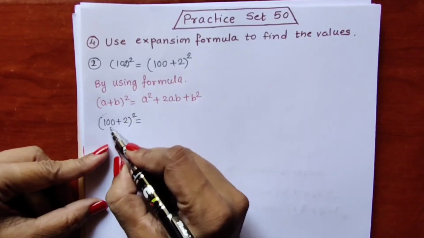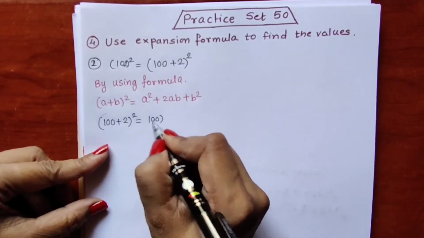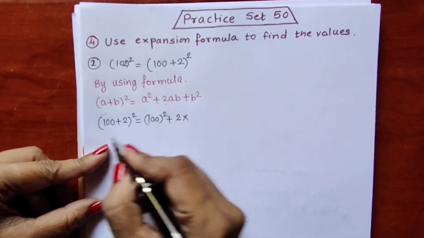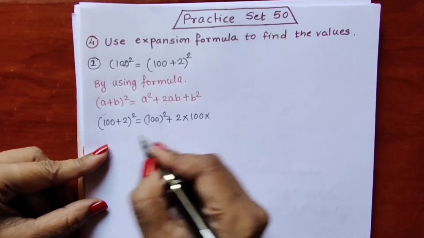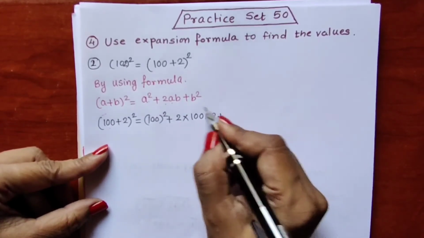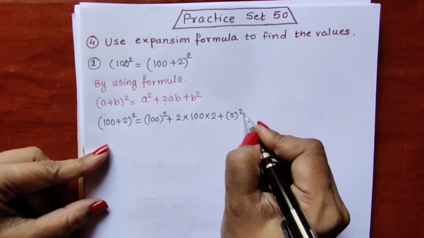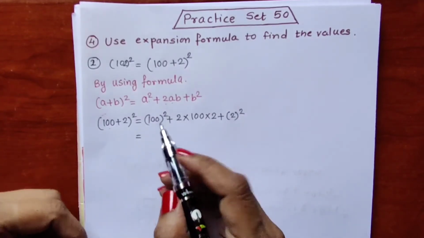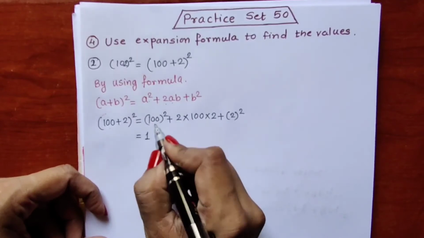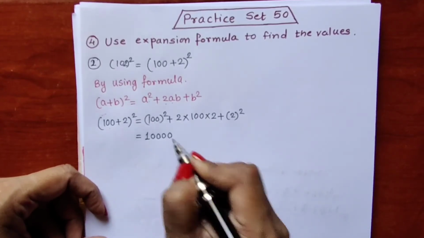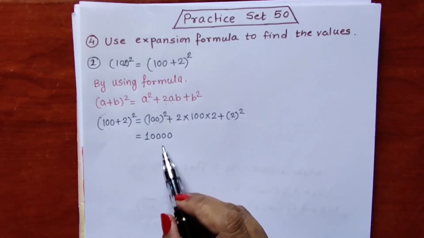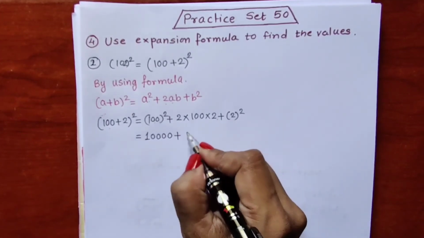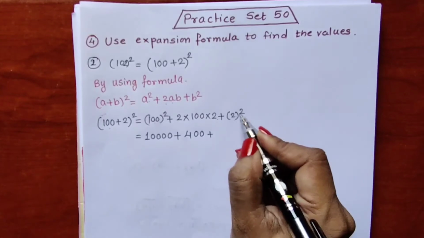A square, our a, the first term, is 100, so 100 square plus 2 as it is from the formula, multiplied by a, which is 100, the first term, multiplied by b, the second term, plus b square, the second term square. The second term is 2, so we write 2 square here. Now we have to write the answers. 100 square: the square of 1 is 1, and 2 zeros are there, so we write 4 zeros because it is square. That means 10,000 we are getting, plus 2 into 2 is 4, 4 into 100 is 400, plus 2 square is 4.